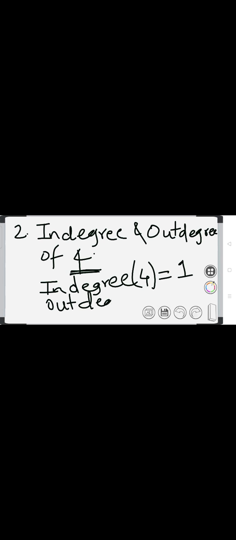So we have to look at the edges coming to node 4. For node 4 there is only one edge which is incoming. Then the in degree of node 4 is 1. Similarly, for node 4 there are no outgoing edges, no edges coming out from node 4. In that case, the out degree of node 4 is 0.